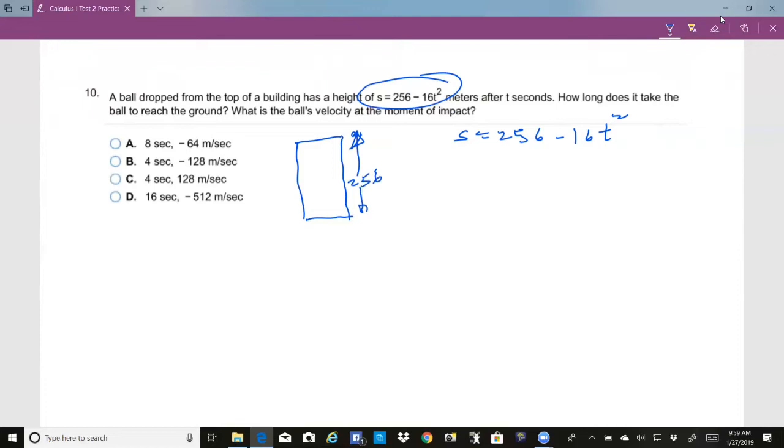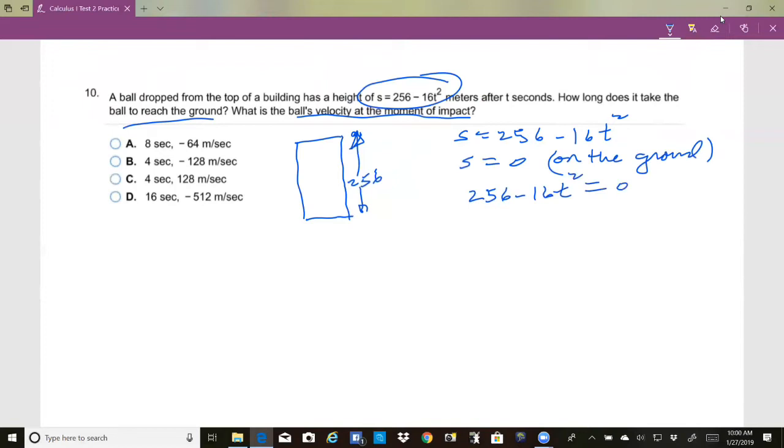Now, we want to find out how long it takes the ball to reach the ground and what its velocity is at the moment of impact. Well, it's on the ground when S equals zero. So we're going to set S equals zero and solve for T, and we get 16 T squared equals 256. T squared is equal to 16, and T equals 4. So it takes 4 seconds to reach the ground.